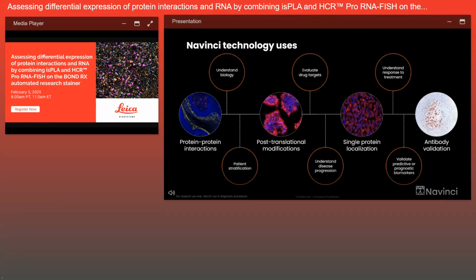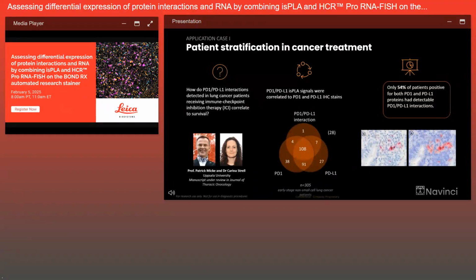So here's a case study, actually, where the researchers aim to test the immune checkpoint therapy response predictive capacity of the PD-1, PD-L1 interaction. They wanted to then compare this to the performance of the current clinical standard of PD-L1 tumor proportion scoring. So the current PD-1, PD-L1 scoring is done using IHC.